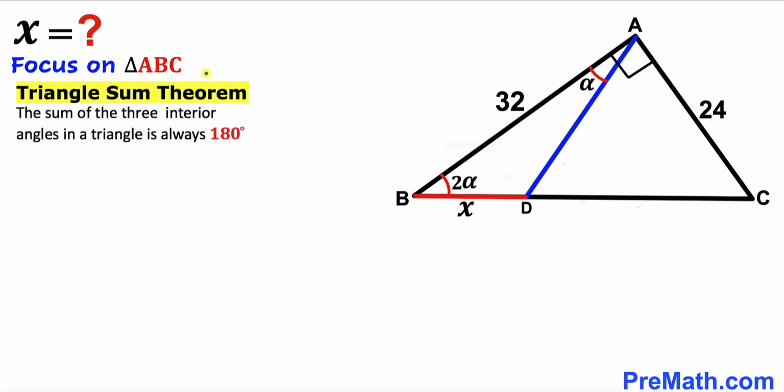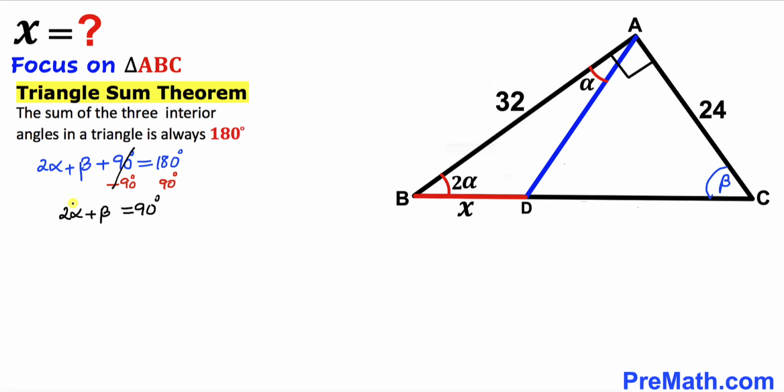Now let's recall the triangle sum theorem. The sum of 3 interior angles in a triangle is always 180 degrees. Let's assume that this angle is our angle beta. So according to this theorem, the sum of these 3 angles must be equal to 180 degrees. So let me write down 2 times alpha plus beta plus 90 degrees equals 180 degrees. Let's subtract 90 degrees from both sides. This is gone. So we got 2 times alpha plus beta equals 90 degrees.